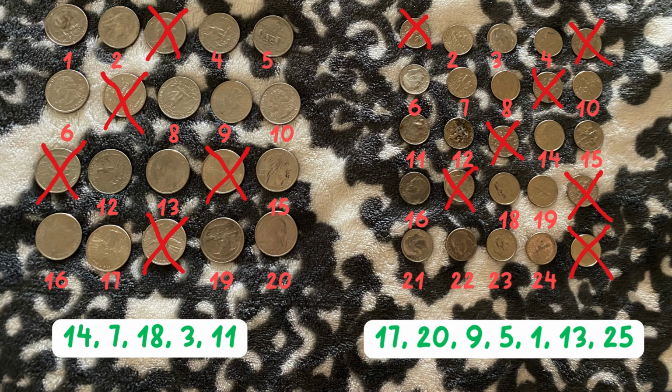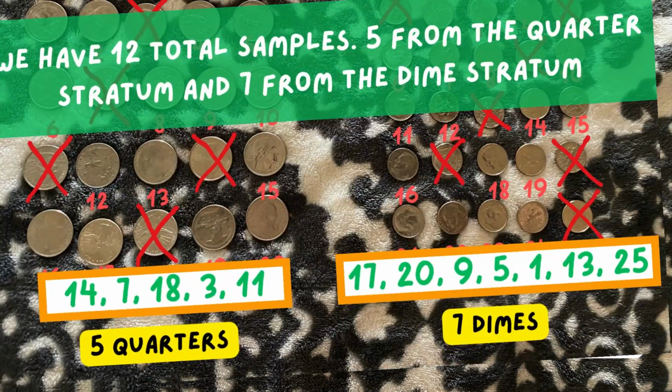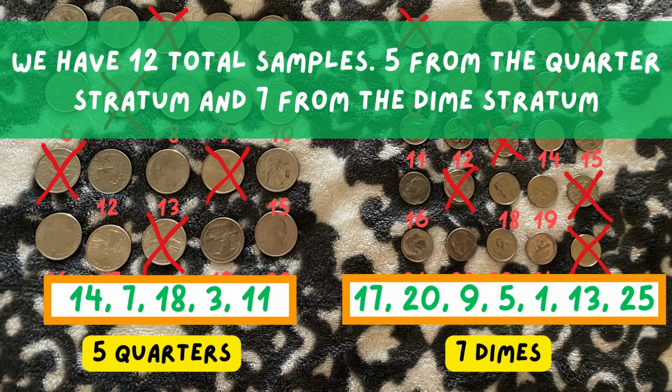So on one side we have our 5 from the quarters, and on the second side, which is the dimes, we have our 7. Here we have 12 total samples, which is 5 from the quarter stratum and 7 from the dime stratum. And this is how we do our sample.